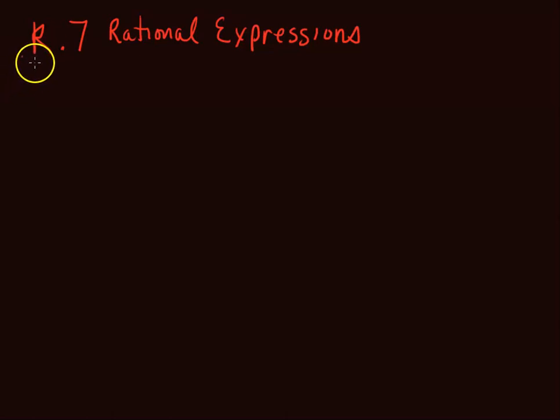College Algebra, the review chapter, section 7, rational expressions. So what is our first objective? Objective 1, of course. It is reduce a rational expression to lowest terms. In other words, simplify it.